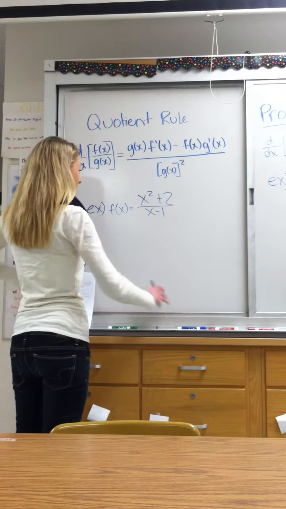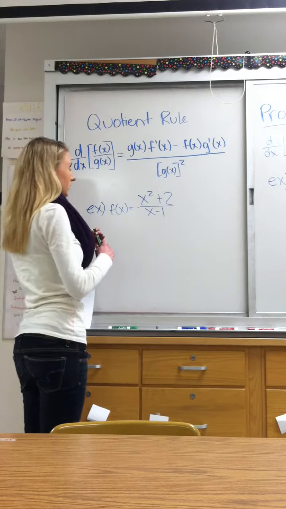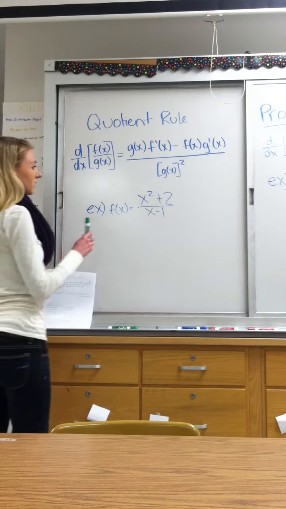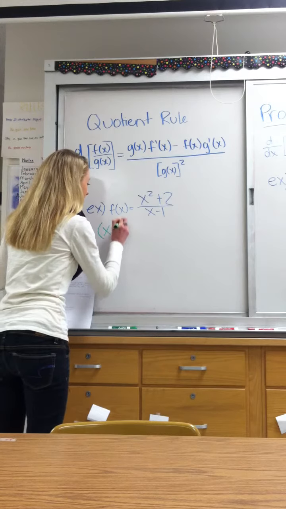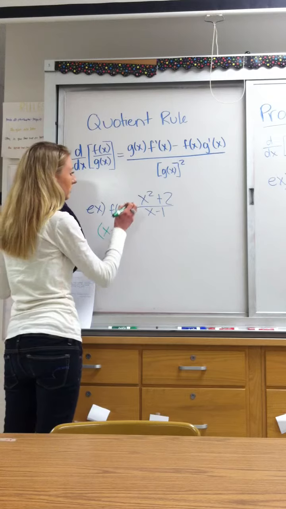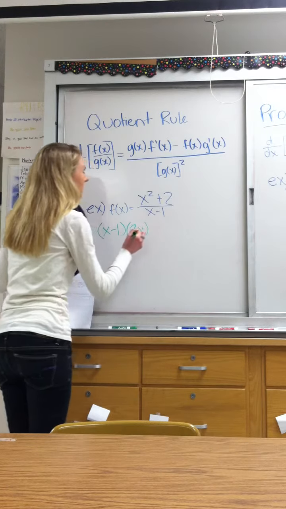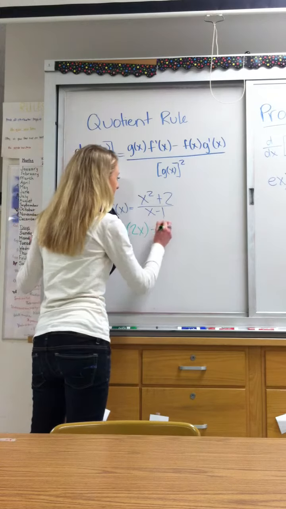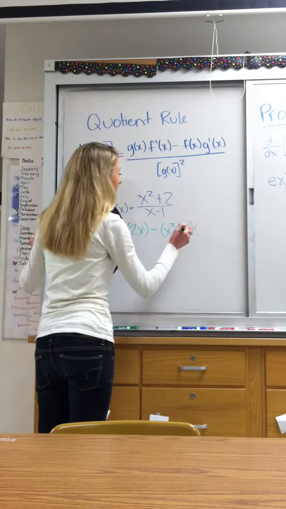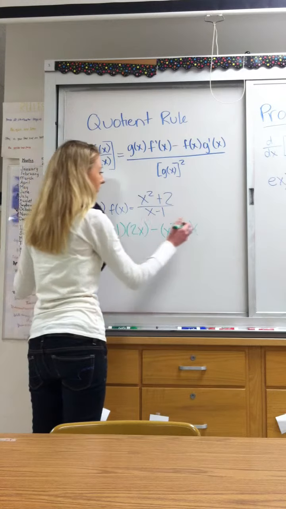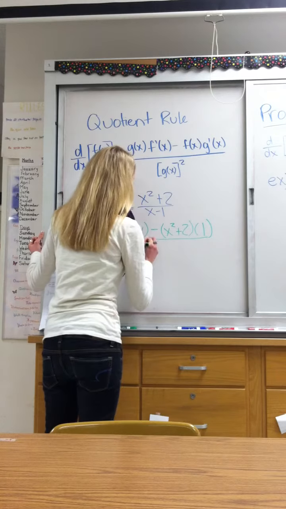Our first example is x squared plus 2 all over x minus 1. So first we're going to take the bottom and multiply it by the derivative of the top, which would just be 2x. Then you're going to subtract the top, which is x squared plus 2, times the derivative of the bottom, which is just 1. And you're going to put all of this over x minus 1 squared.